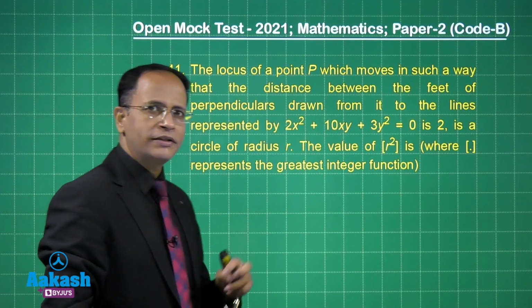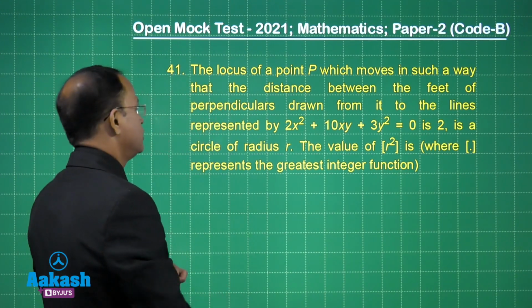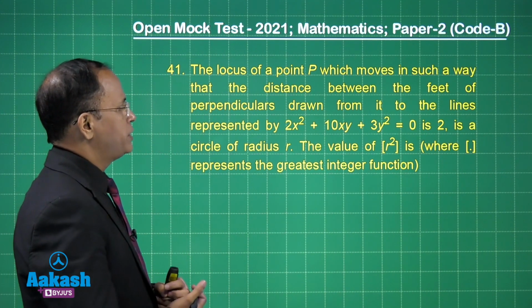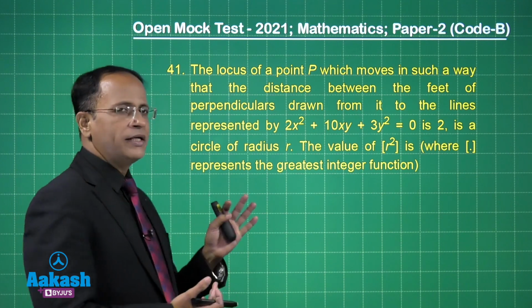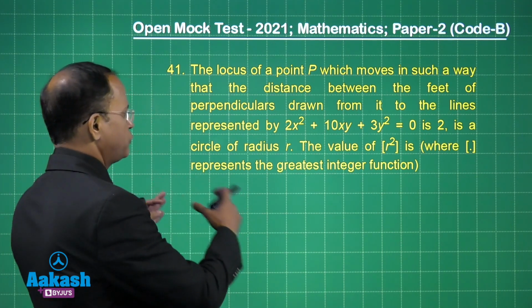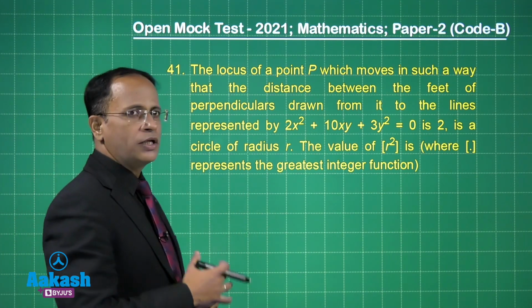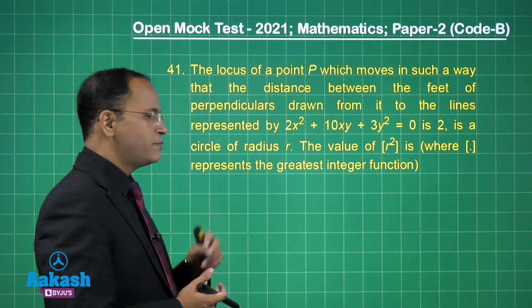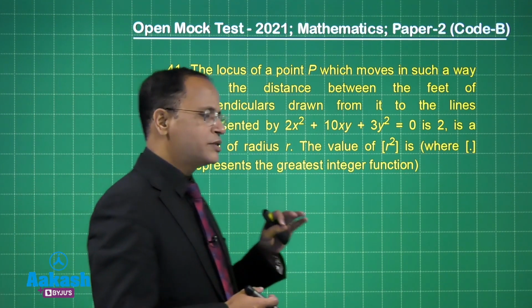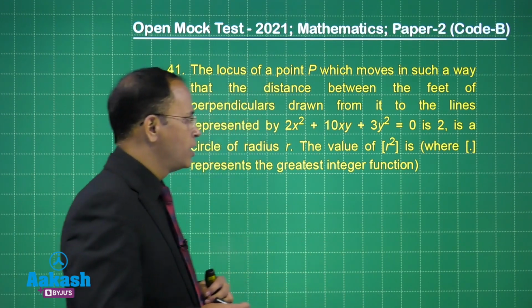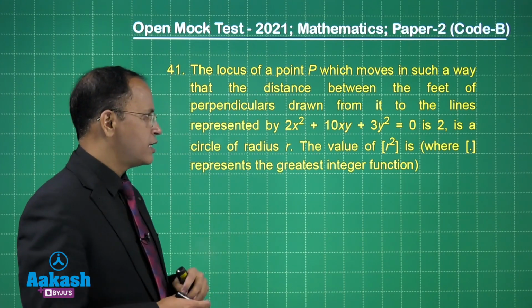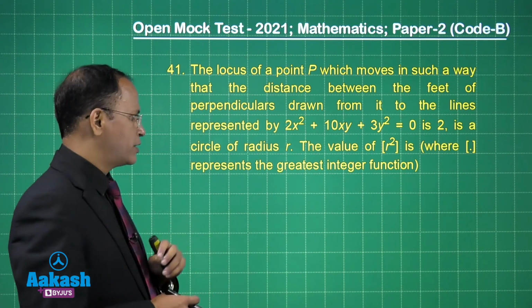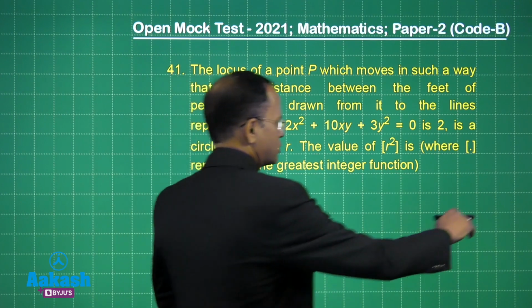Question number 41. The locus of a point P, which moves in such a way that the distance between the feet of the perpendiculars drawn from it to the lines represented by 2x² + 10xy + 3y² = 0, is a circle of radius r, and you have to find the value of r². So how to go about this?